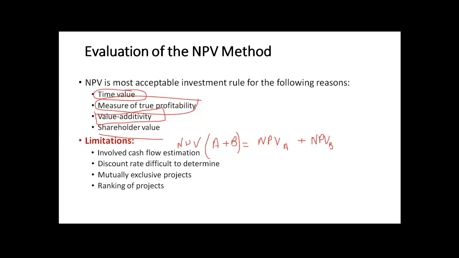Limitations: the discount rate which we are applying, 10% or 5%, is very difficult to determine. That is why, for the NPV method, one of the most crucial things is deciding on the discount rate, on the required rate of return that you will be thinking of getting.